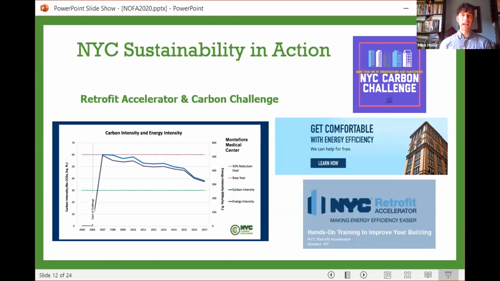And then the last initiative that I'll mention within sustainability, within that existing framework, is the Retrofit Accelerator and the Carbon Challenge. These are different initiatives that support buildings in reducing their carbon footprint. It provides free analysis tools, free advisory services, and free training on how to improve energy and water use efficiency, and gives public recognition for any buildings that are participating. Through this program, the city actually had good success in reducing carbon emissions by almost 15%.